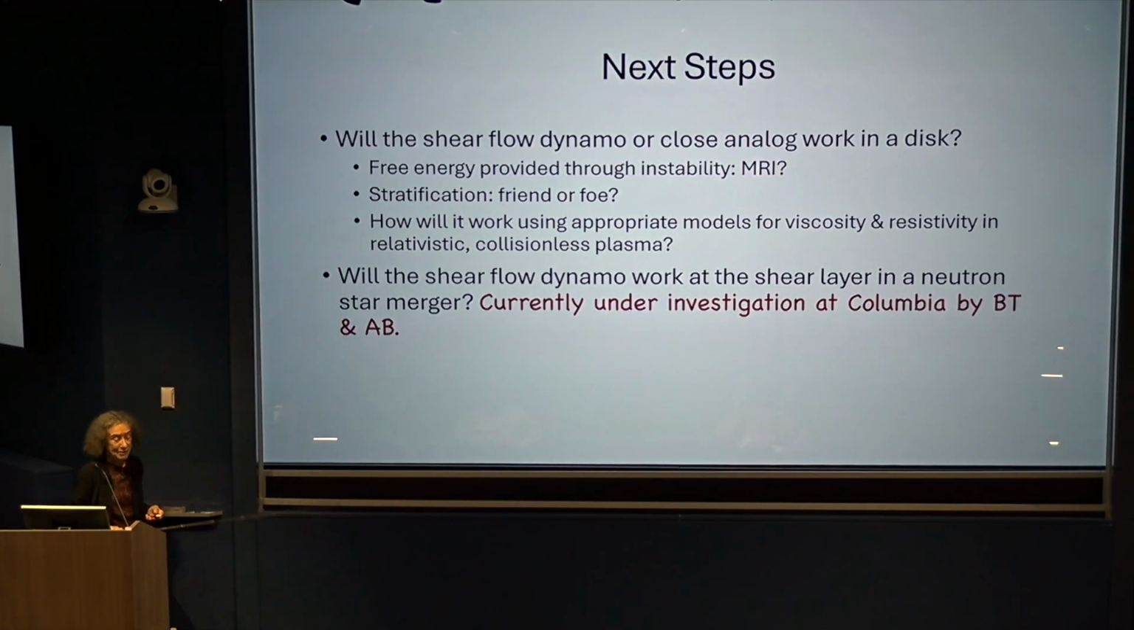Okay, so what are the next steps? Well, this is very idealized. This is just a box full of dynamo. So the obvious question is, will this shear flow dynamo or some close analog actually work in a disk? A possible candidate to provide free energy through instability would be the MRI. We'll have to take stratification into account. Will it be friend or foe? Will it help the dynamo or wipe it out?